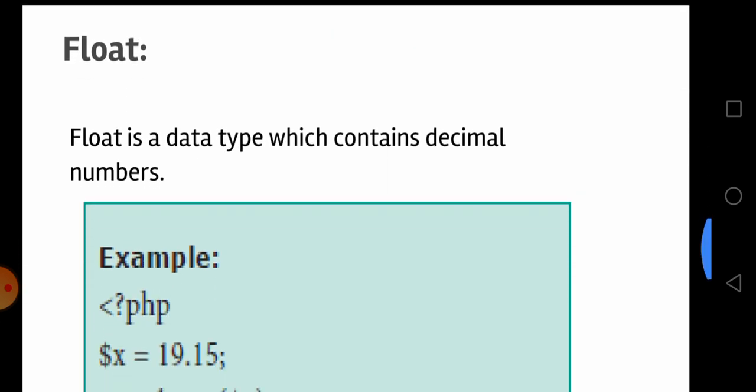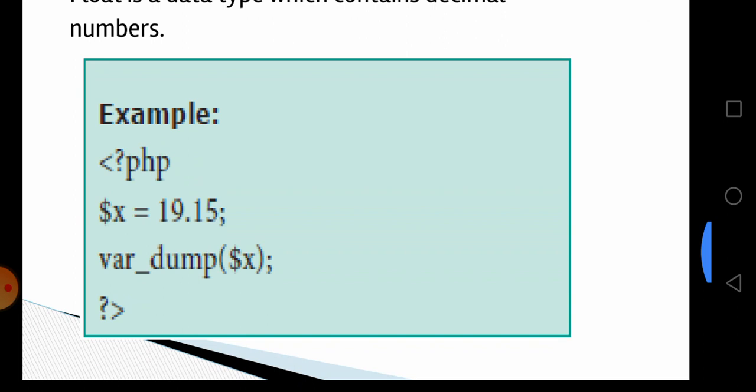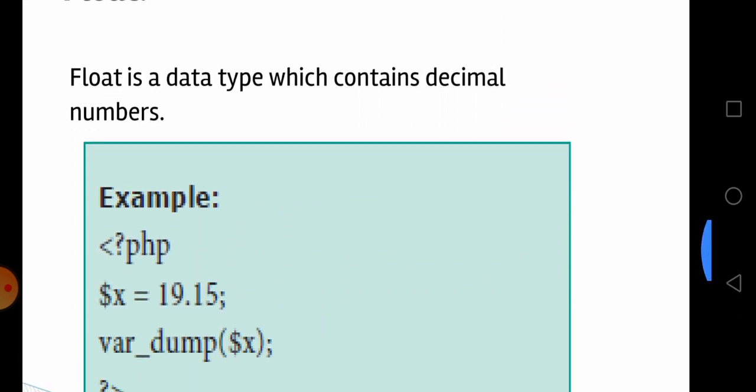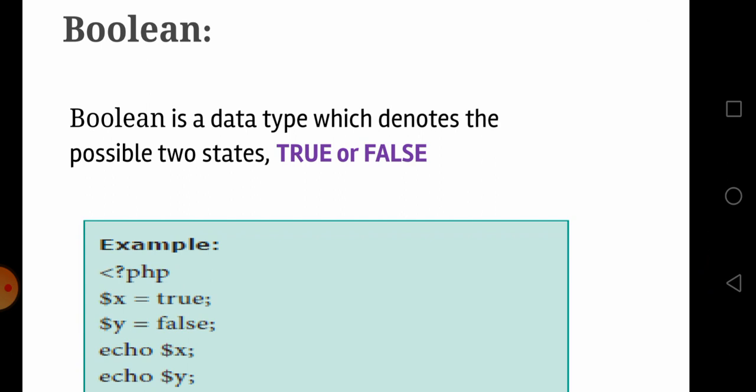Next we move to float. Float is a data type which contains decimal numbers. See the example: $x is equal to 19.5. Okay children, this is an example of float. You can write it in a single line also, for example $x is equal to 19.5 followed by a semicolon. It denotes the end of the statement. Okay children, next we move to Boolean. Boolean is a data type which denotes two possible states: one is true, the other is false. See the example of Boolean: $x is equal to true and $x is equal to false, followed by a semicolon.